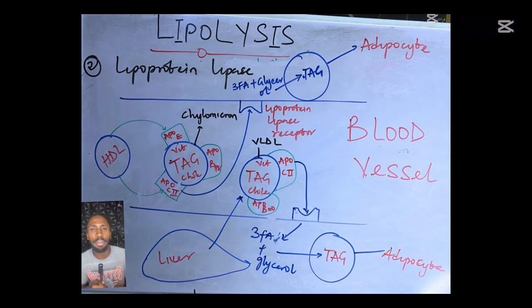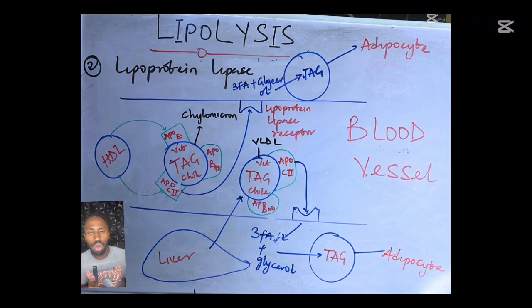The second one is what? Lipoprotein lipase. So what happens here? In the bloodstream, the HDL, which is high density lipoprotein, gives the chylomicrons and also VLDL two apoproteins, which are apoprotein E and apoprotein C2. So now the chylomicrons and VLDL bind to the lipoprotein lipase receptor using what? Apo C2. When they bind using apo C2, they also break TAG. The TAG is broken down into 3 moles of fatty acid and glycerol, which is recoupled back in the adipocyte.